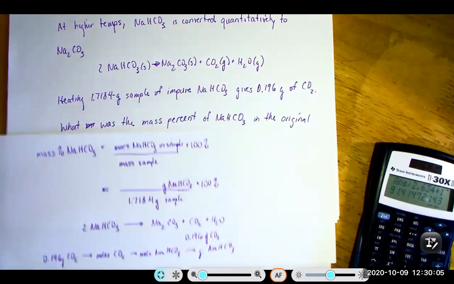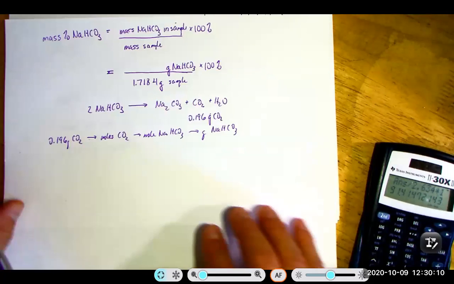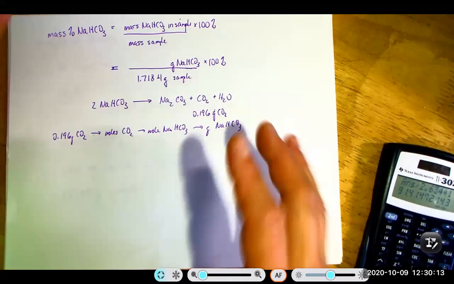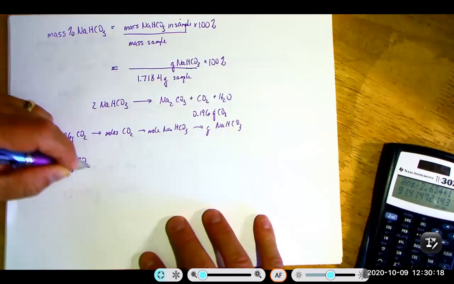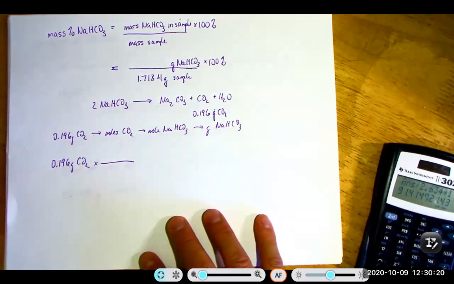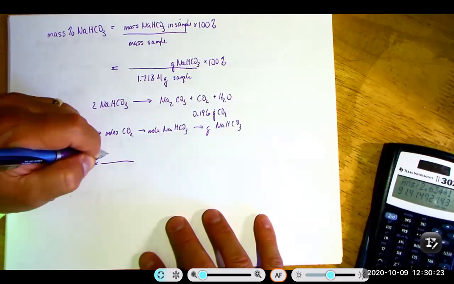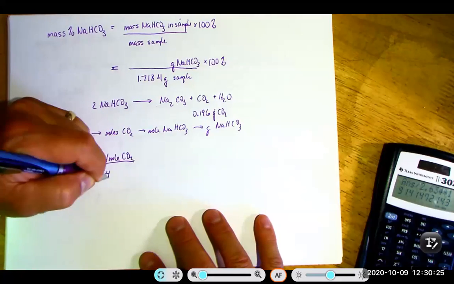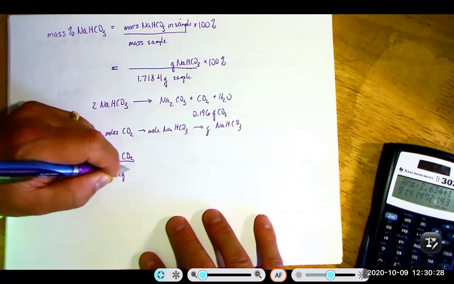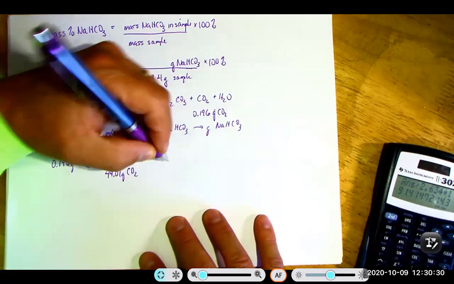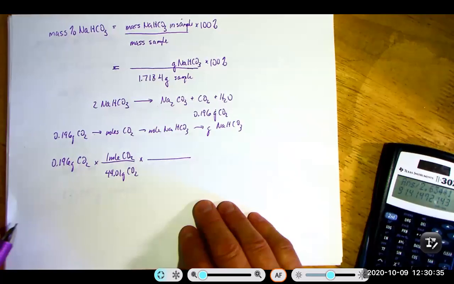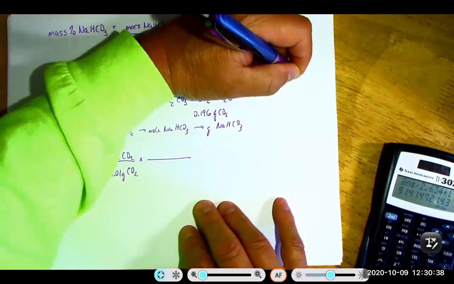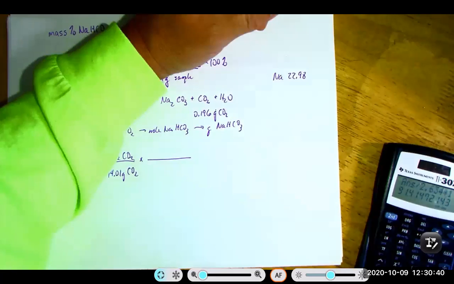Okay? All right, so let's take a look at this. We have pretty much all the information we need right here. So we're going to start with 0.196 grams of CO2. To go from grams to moles, we need the molar mass of CO2. And it turns out that 1 mole of CO2 is 44.01 grams of CO2. And for the moles of sodium bicarbonate, sodium is 22.98, or is it 99? Let me double check. 99.